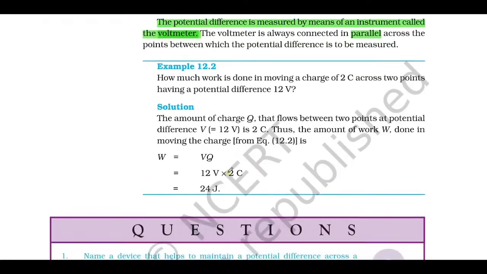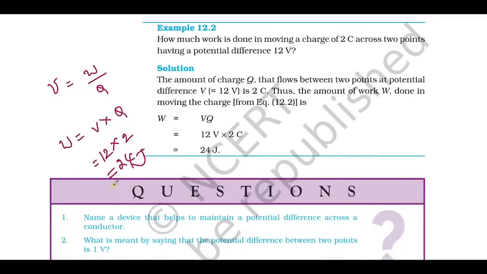You have a simple problem here. How much work is done in moving 2 coulomb across 2 points having potential difference 12 volts? Potential difference V equals W by Q, so W equals V into Q. V is 12, Q is 2. 12 into 2 is 24 joules. 24 joules of work is done to move 2 coulomb charges.